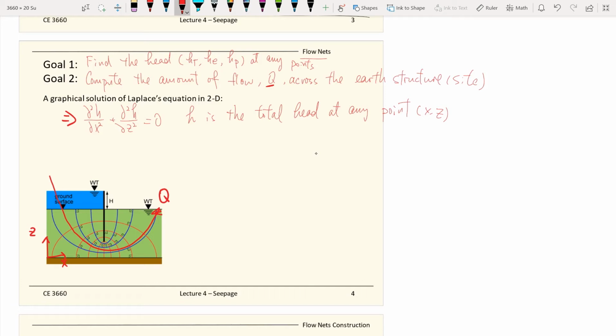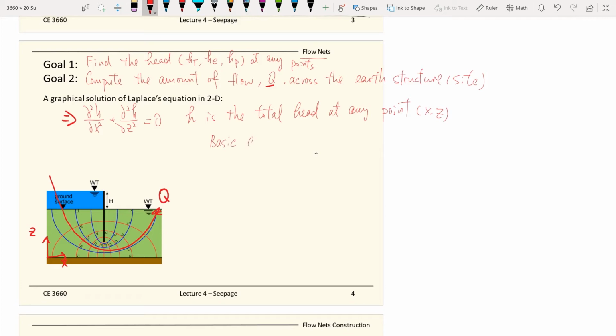Drawing the flow net is important because after you draw it, you pretty much solve the Laplace equations, which means you can achieve the two goals right there. First, finding the total heads and also the corresponding potential heads, because you will know the elevation heads. And goal number two is to compute the amount of flow of water going through the earth structure or the site. Okay, before I talk about how to draw those flow nets, let's talk about the basic assumptions.